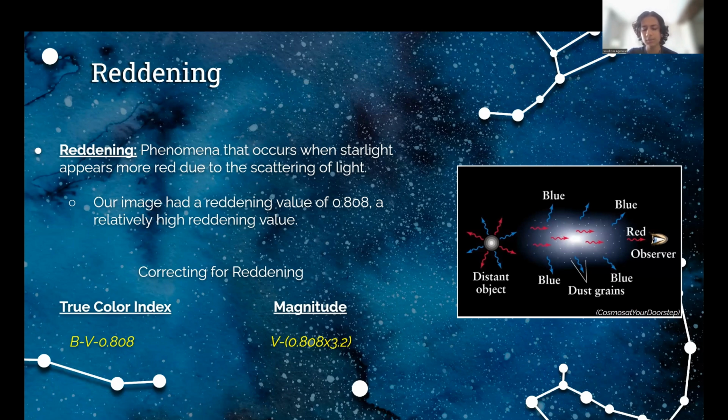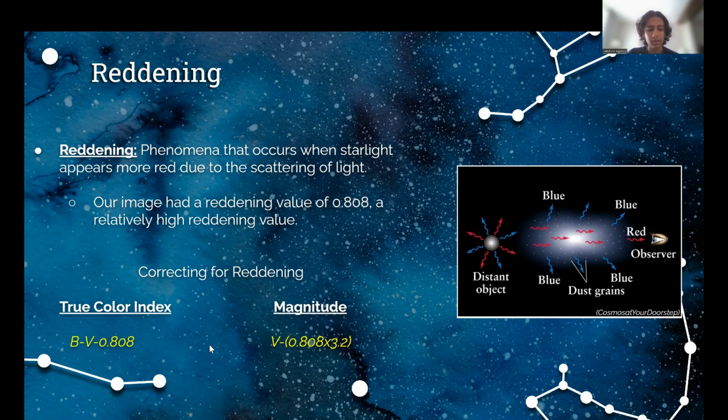To further explain this, we can take a look at this diagram on the right, where a distant object will produce blue and red light. And since blue light has shorter wavelengths, it is more prone to scattering from dust and other space material, whereas red light can get through it much easier. As a result, starlight will appear more red to an observer, where in reality, it actually consists of more blue. So to account for this, we have a reddening value, and our image of NGC 4815 had a reddening value of 0.808. And it is important to note that this is a relatively high reddening value.